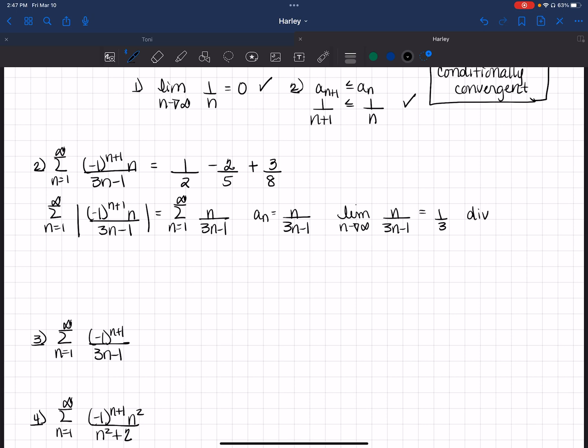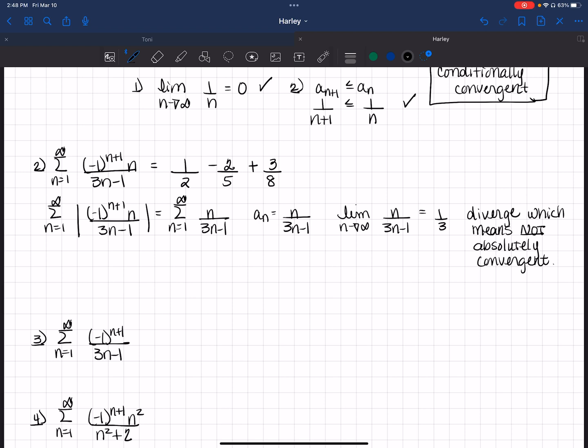That does diverge. But remember, we're just checking the absolute value part, which means that this series is not absolutely convergent.